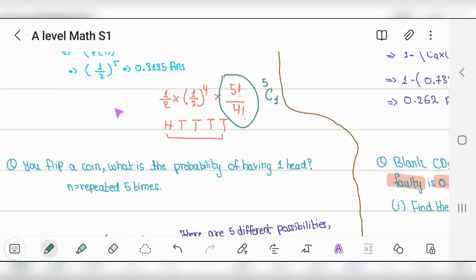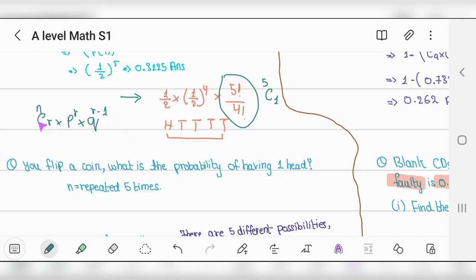Okay, so there you go. This is the answer. This is binomial distribution. The formula that you will use is nCr multiplied by p^r multiplied by q^(n-r). P is a success and Q is a failure, and this is nCr. So right here, having one head is a success, and the probability of having one head is 1/2. Then the rest would be having tails, right? So having one head it would be 1/2, and this also is 1/2, and it's repeated 5 times.